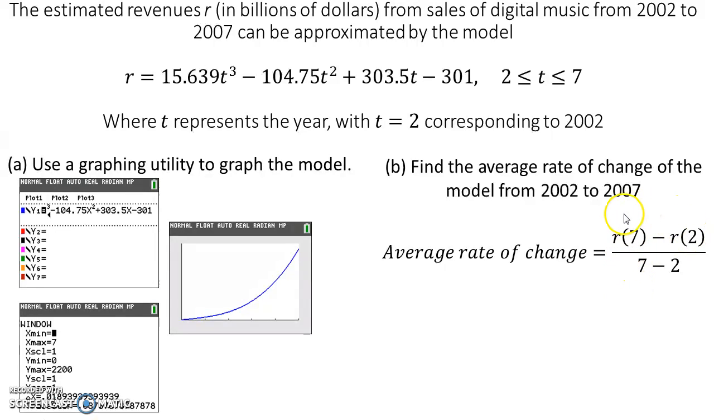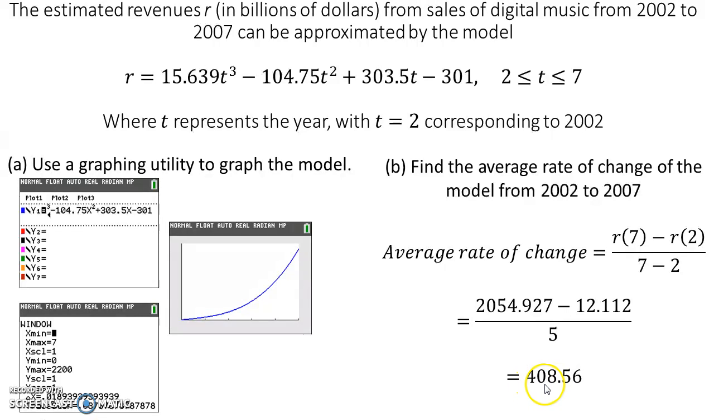So I went ahead and substituted those in, and I got my values, and like I said, of course, it's over 5 years, so we subtract, divide by 5, and in billions of dollars, the average rate of change, how much is changing each year on average, is $408.56 billion. Of course, looking back at the graph, we know it's changing more near 2007 than it is way back at 2002. This is relatively flat. It wasn't changing much at first, but then digital music sales started to really pick up, so the rate of change here is actually changing.